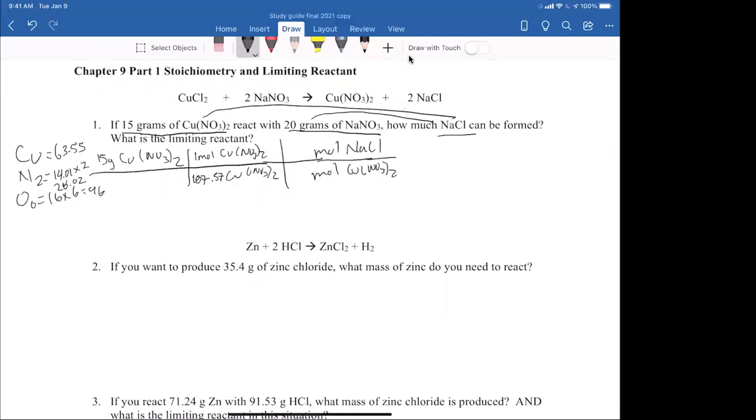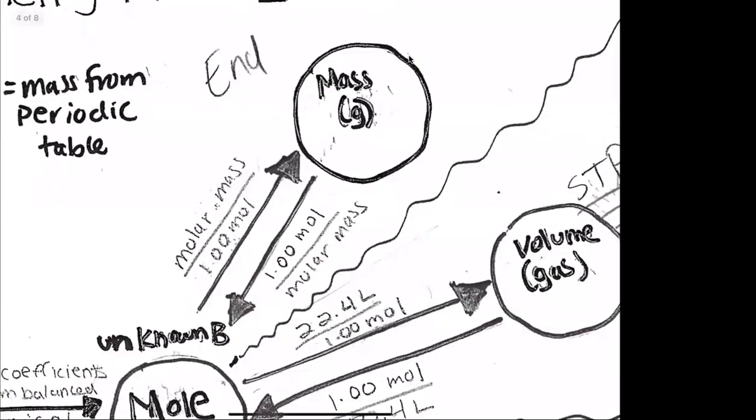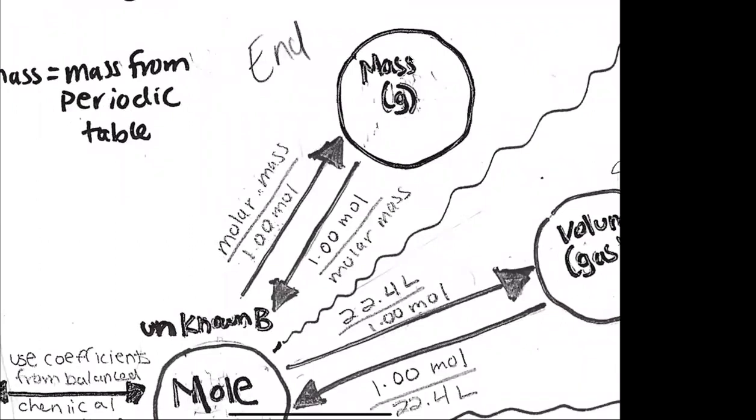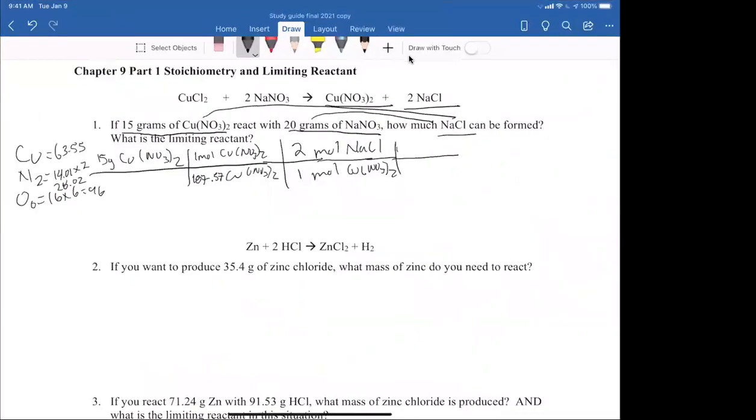Okay, so you look for NaCl, you look for CuNO3. The coefficients are the numbers that go here. NaCl has a coefficient of 2, so that goes at the top. CuNO3 doesn't have a coefficient, so that means it gets a 1. And then you keep going. And your last step is you're going to go from mole to mass. So you need the molar mass at the top over 1 mole at the bottom. So again, we're going to get molar mass, but this time we're doing NaCl over 1 mole of NaCl.